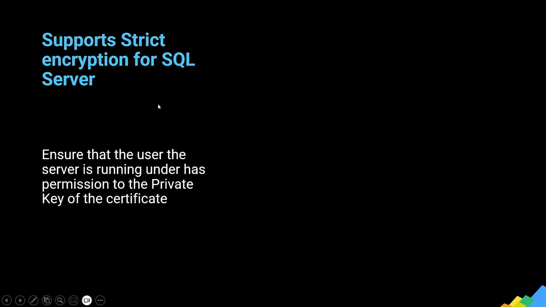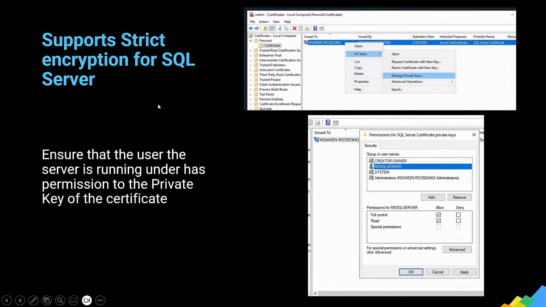The other thing we're going to need to do is make sure that the account that SQL Server is running on has access to the private keys of that certificate. So we right-click on the certificate, go to All Tasks, Manage Private Keys. When this dialog comes up, we're going to find the account that the SQL Server is running under. In my case, it's running as MS SQL Server. And then I'll give it full control to the private key.